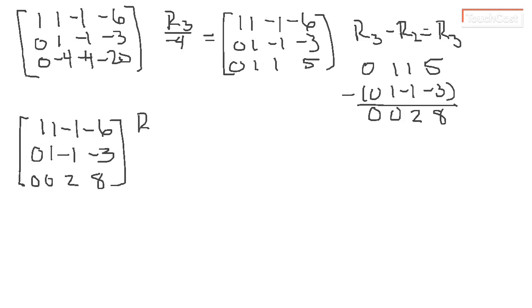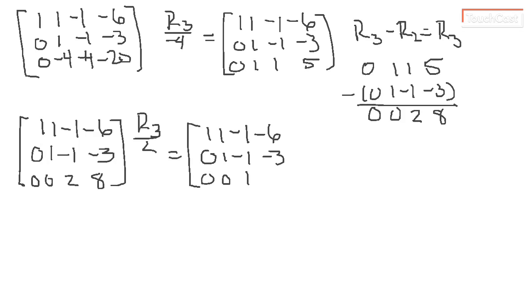I'm going to take my third row and just divide by 2. So now my matrix is 1, 1, negative 6, 0, 1, negative 3, and 0, 0, 1, 4. So we've got row echelon form. We want to get reduced row echelon form, which means in that first row, we want to get the 1 and the negative 1 to a 0, and in the second row, we want to get that negative 1 to a 0.